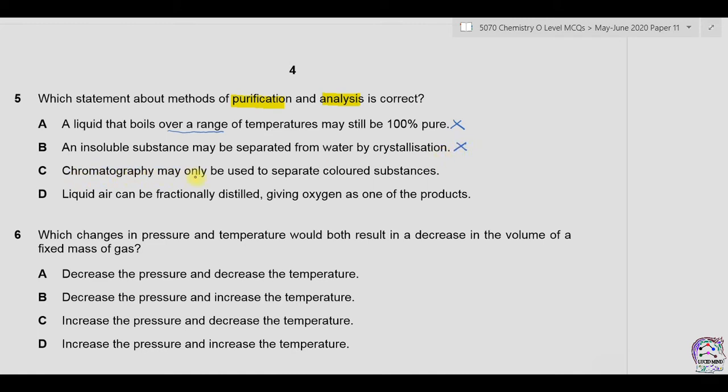C is chromatography may only be used to separate colored substances. We know that we can use chromatography for colorless substances such as amino acids, so therefore this is also incorrect. D. Liquid air can be fractionally distilled, giving oxygen as one of the products. In liquid air, nitrogen, oxygen and other gases are present, so we can use the fractional distillation process in which each gas will be separated based on its boiling point. So therefore this is the correct one. So the answer is D.